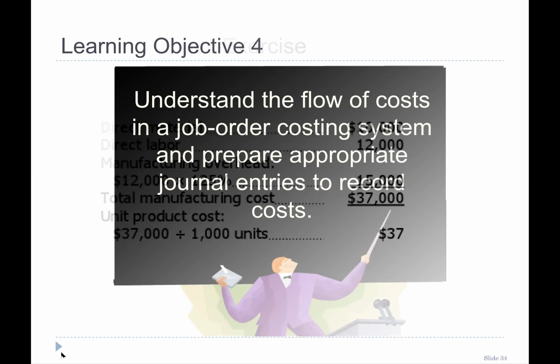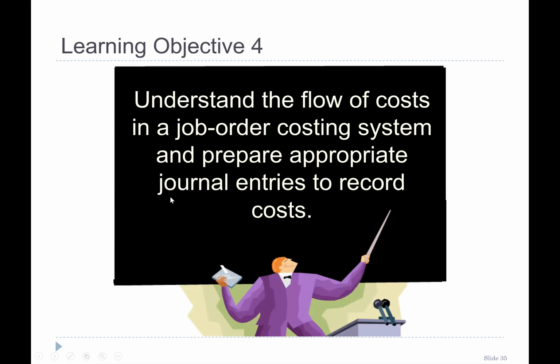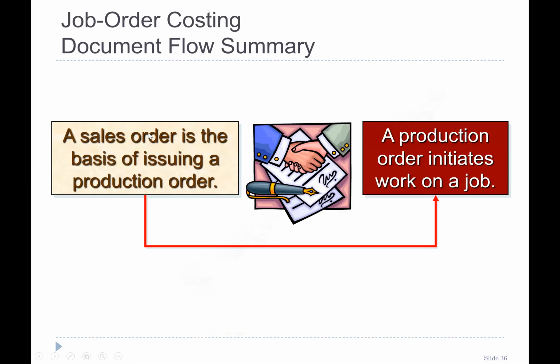Here we go. Now understand the flow of cost in the job order cost system and prepare appropriate entries. Let's talk about this. So now here comes our knowledge from the principles of accounting. You need to make entries. So first of all, how the order came, recall our introduction example. First a sale order comes, right?